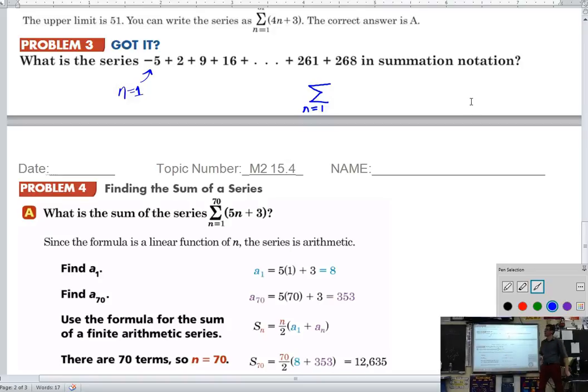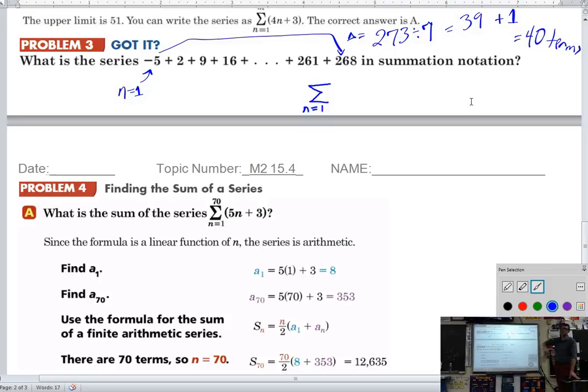You do? So you do 268 minus negative 5, which would be plus 5, so that would equal 273, divided by 7, because that's the common difference, and that equals 39. And then because that's the number of changes, you add 1, and that's 40.